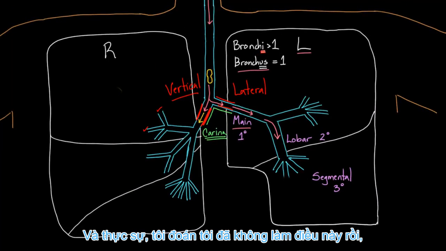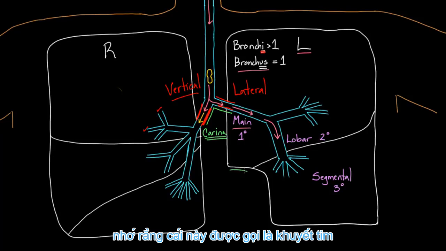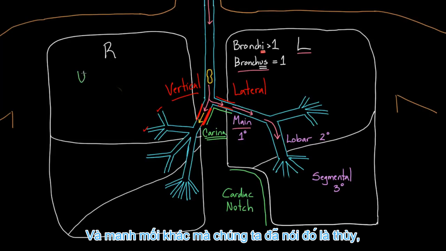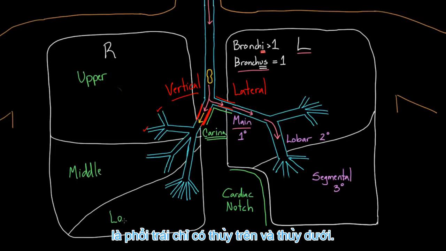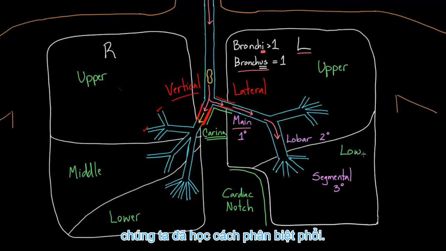And I guess I didn't do this already, but we should actually take a break and make sure we name some of these things. Remember, this is called our cardiac notch. And you remember that that's one clue to telling apart the left and right lung. And the other clue we said was the lobes. So of course the right one has the upper lobe, the middle lobe, and the lower lobe. And the left lung only has the upper and lower. So that's an important clue. I just want to make sure we don't forget our little tricks that we've learned for telling apart the lungs.